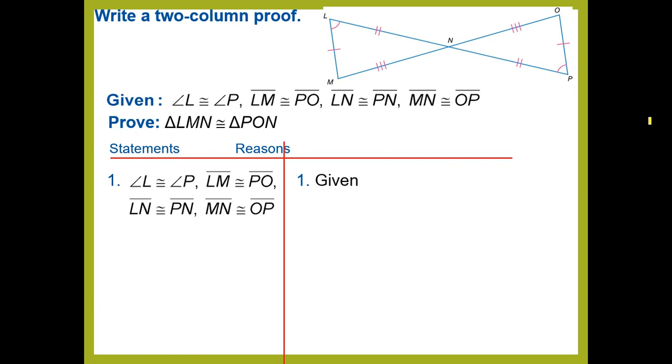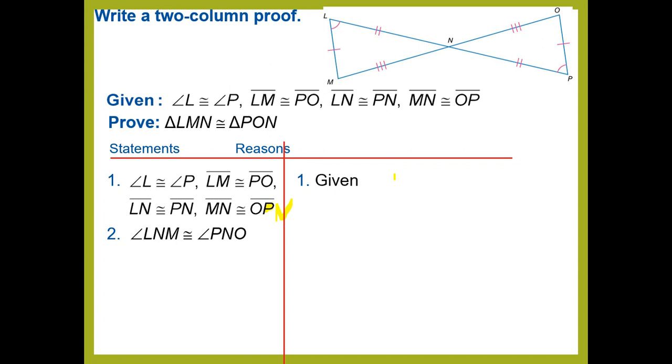And we're also given that side MN is congruent to side ON, and this right here is supposed to say N, not P. So that's what we're given. So we have all these statements, and we're just going to list given as our reason.